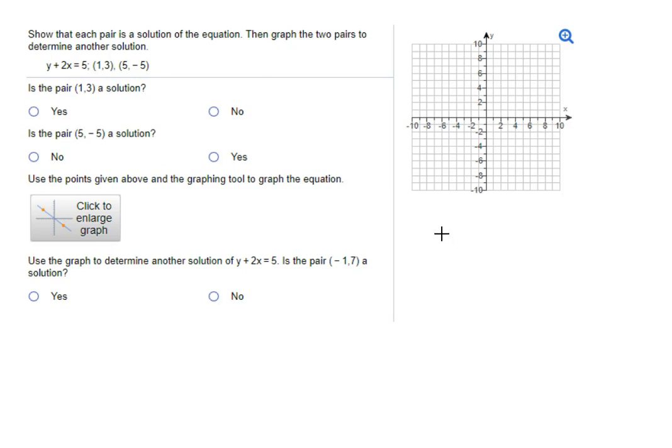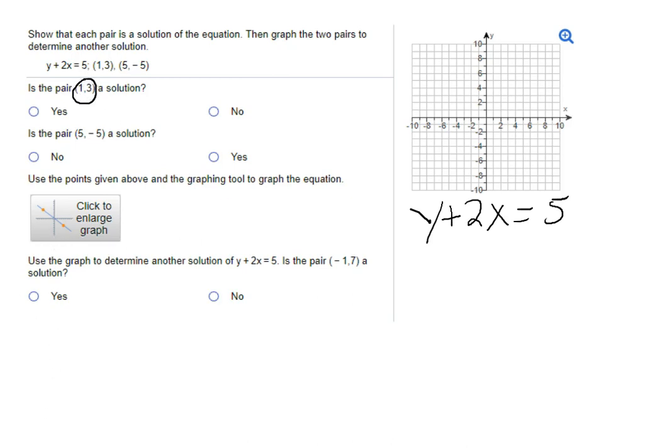This is the first question. Show that each pair is a solution of the equation. Then graph the two pairs to determine another solution. So we have the equation y plus 2x equals 5. And we want to determine if 1 comma 3 is a solution to the equation.